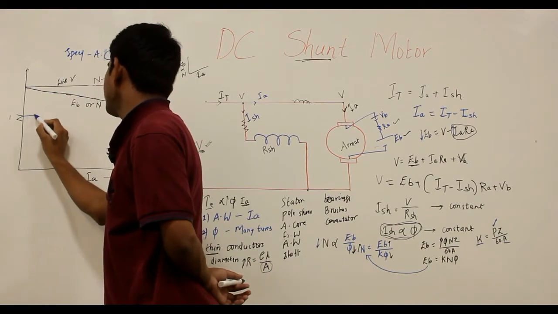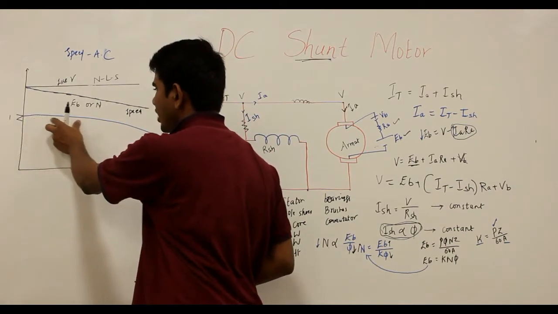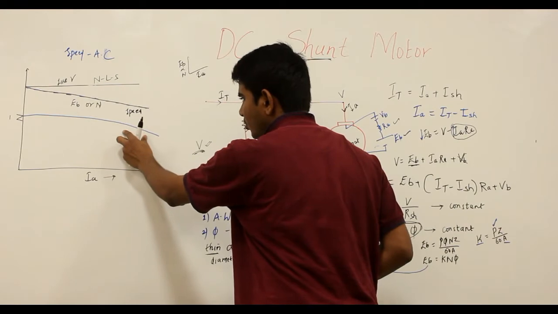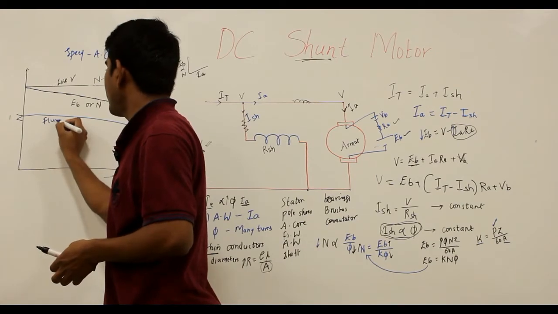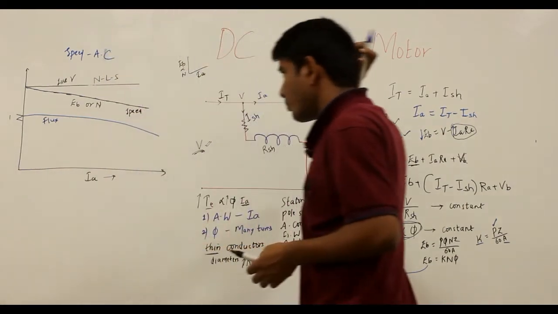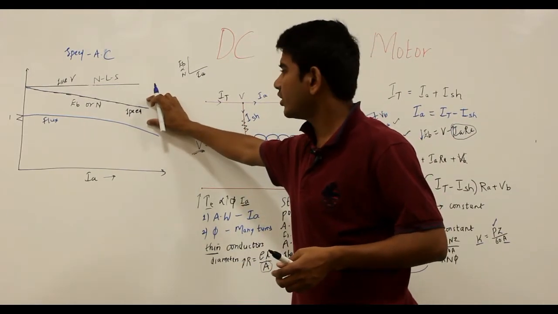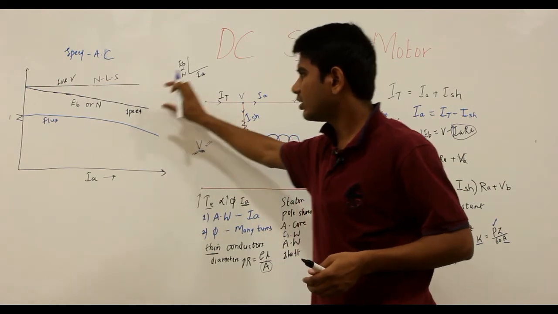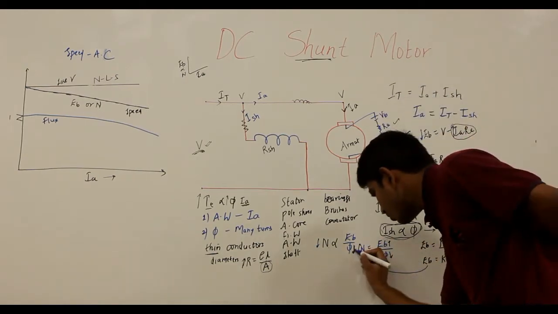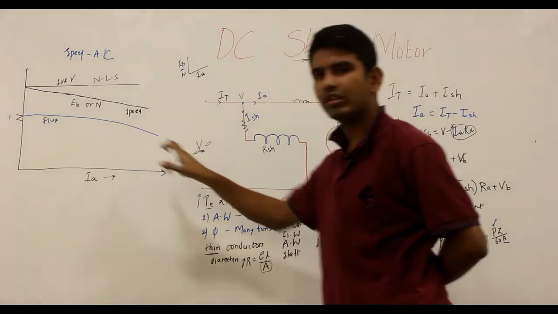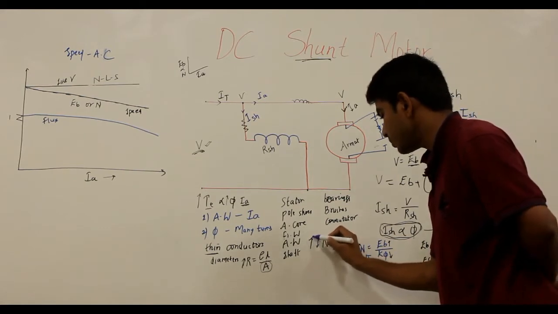So if I draw the field flux characteristics, it will be like this. At no load you have a maximum value, and as the load increases due to armature reaction, there will be a slight fall in the flux characteristics. So this will be your flux. In order to compensate the speed loss at the loading, one thing we can do is use the armature reaction. Due to the armature reaction there will be a weakening of flux, and as there will be a lesser value of flux, you can increase your speed to some extent.